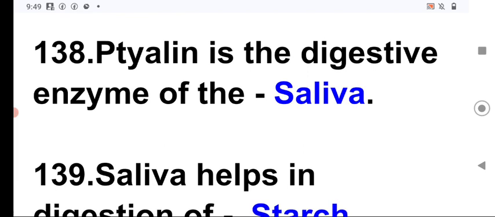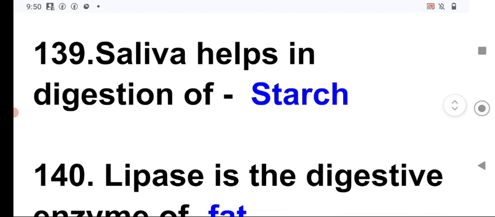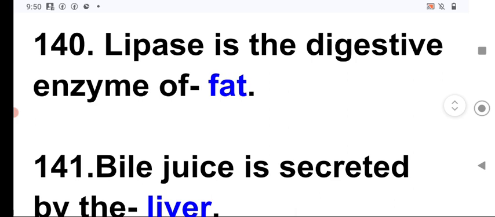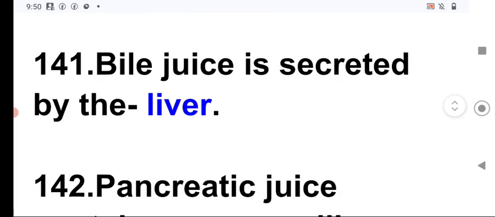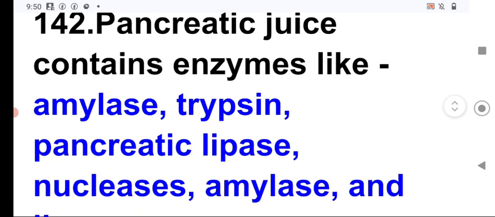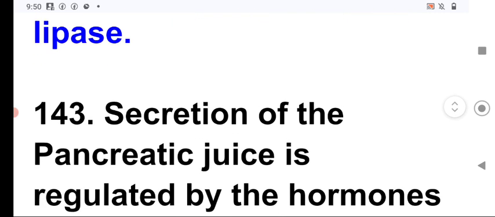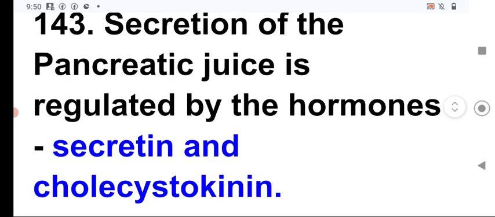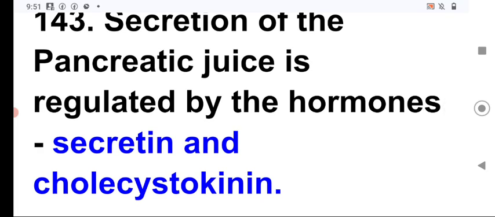Next, ptyalin is the digestive enzyme of saliva. Next, saliva helps in the digestion of starch. Next, lipase is the digestive enzyme of fat, and bile juice is secreted by the liver. As we know, bile juice has no enzyme and does not help in digestion directly, but it helps in the emulsification of fat. Then the lipase enzyme acts on this emulsified fat to break it into fatty acids and glycerol. You should know this. Next, pancreatic juice contains enzymes like amylase, trypsin, nuclease and lipase. Next, secretion of pancreatic juice is regulated by two hormones, secretin and cholecystokinin.